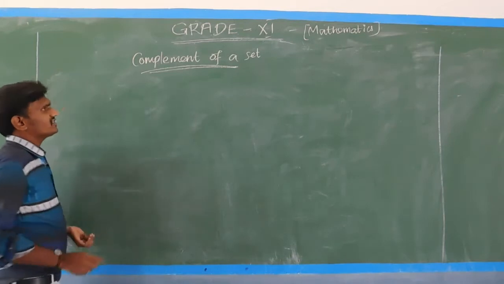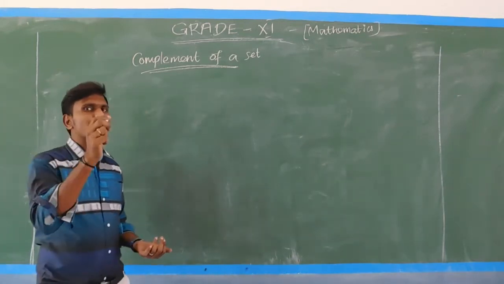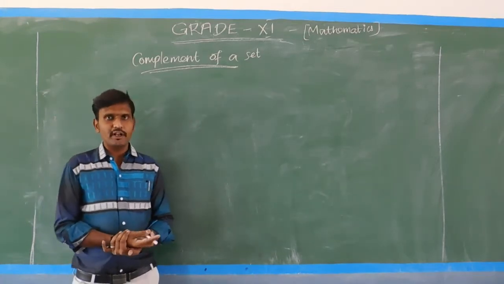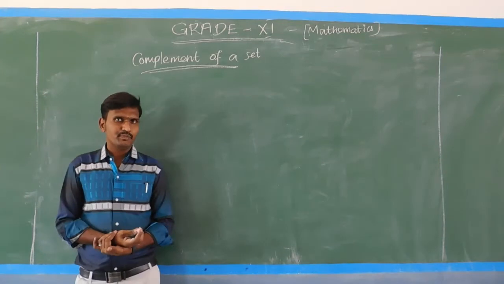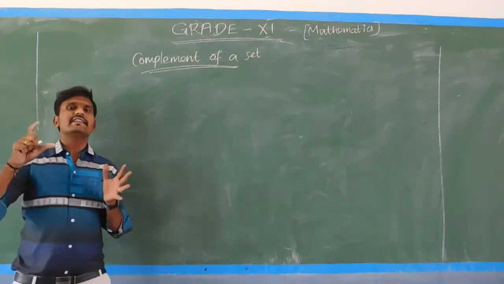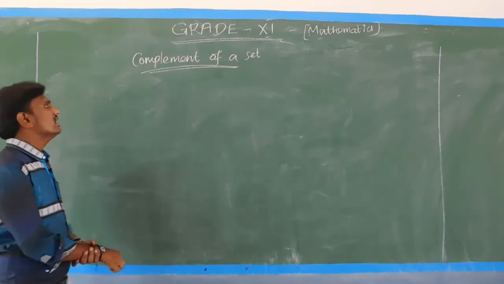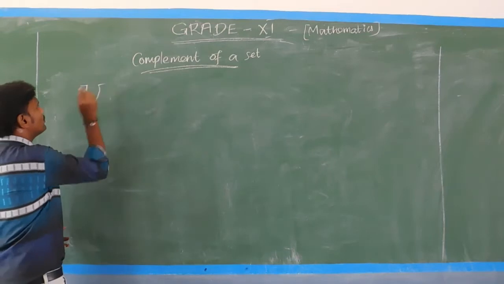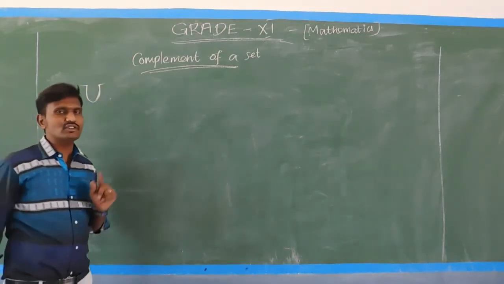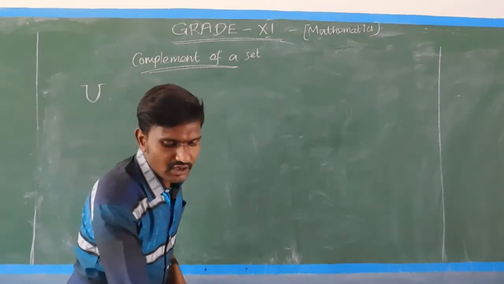Now coming to the next topic, complement of a set. This complement is based upon the universal set. I already explained the types of sets, including the universal set. What is a universal set? A universal set contains all the elements. It is denoted by capital U. So this is a universal set. Now coming to the complement of a set.